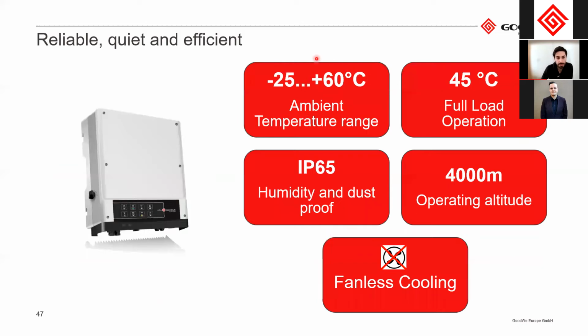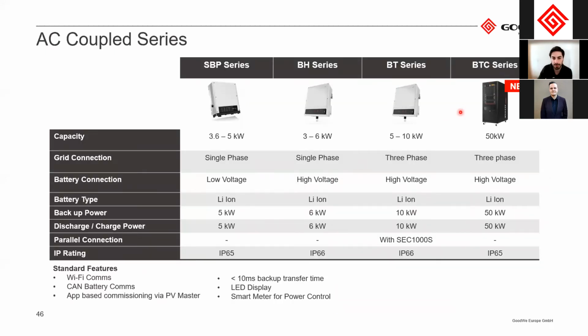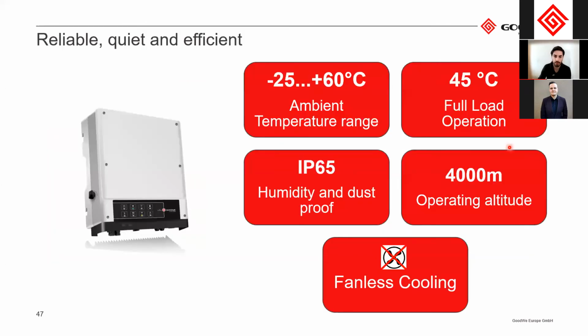All of our storage inverters have a wide temperature range, similar to the C&I range we looked at before. So from -25 up to 60 degrees, and they have full load operation at up to 45 degrees. Almost all of them, apart from the new one, the BTC here, and also the all-in-one storage tower, have an IP65 cover. So they can be installed both outdoors and indoors.